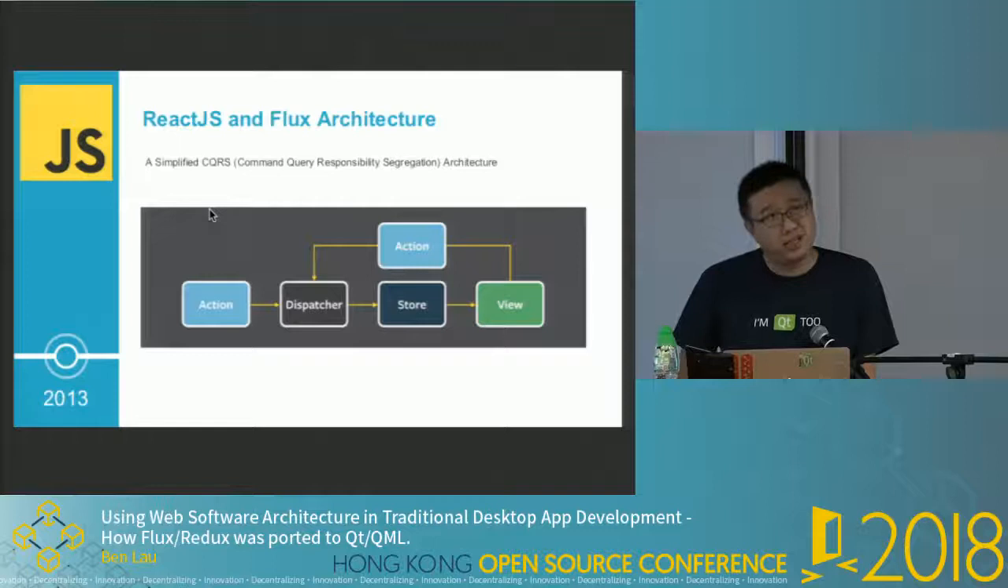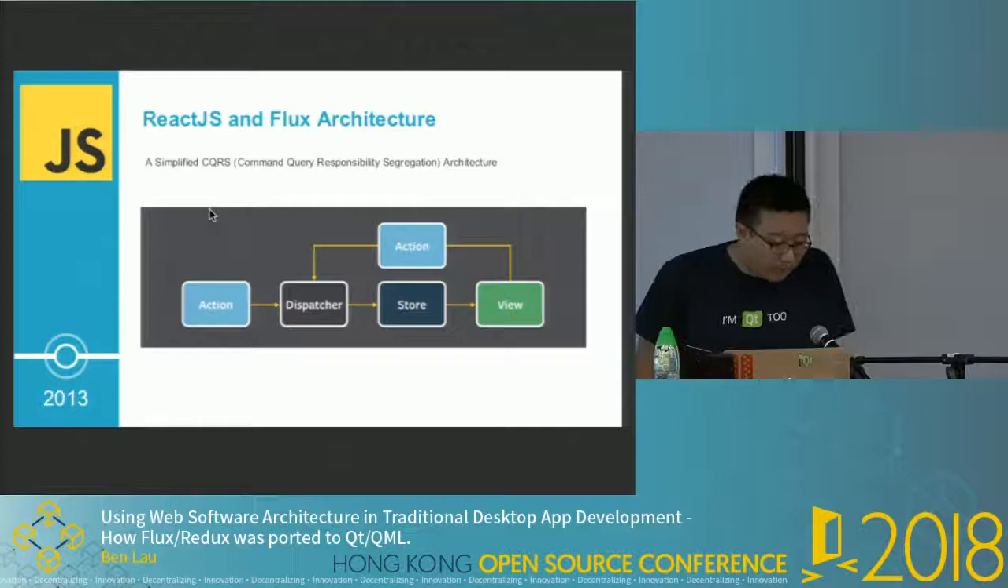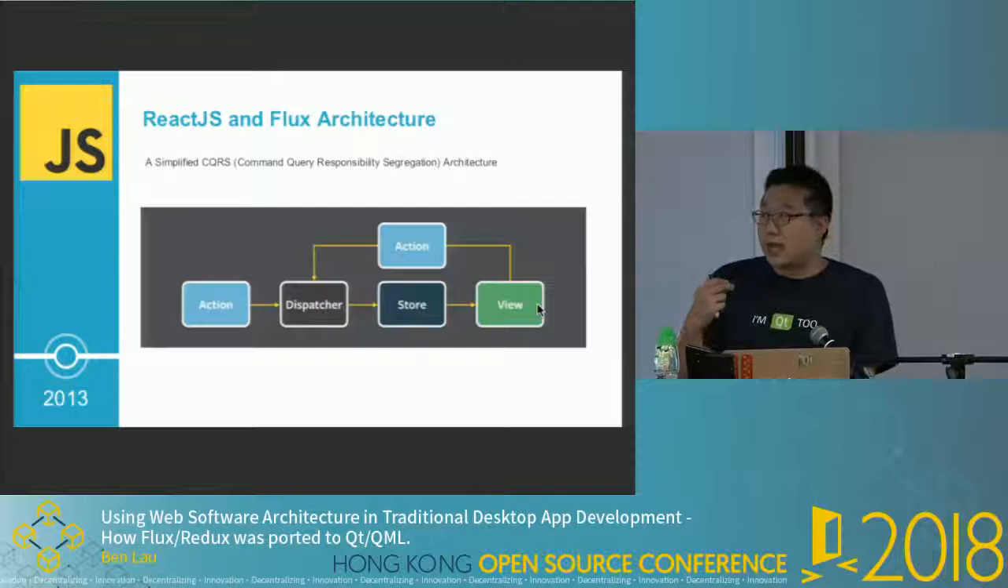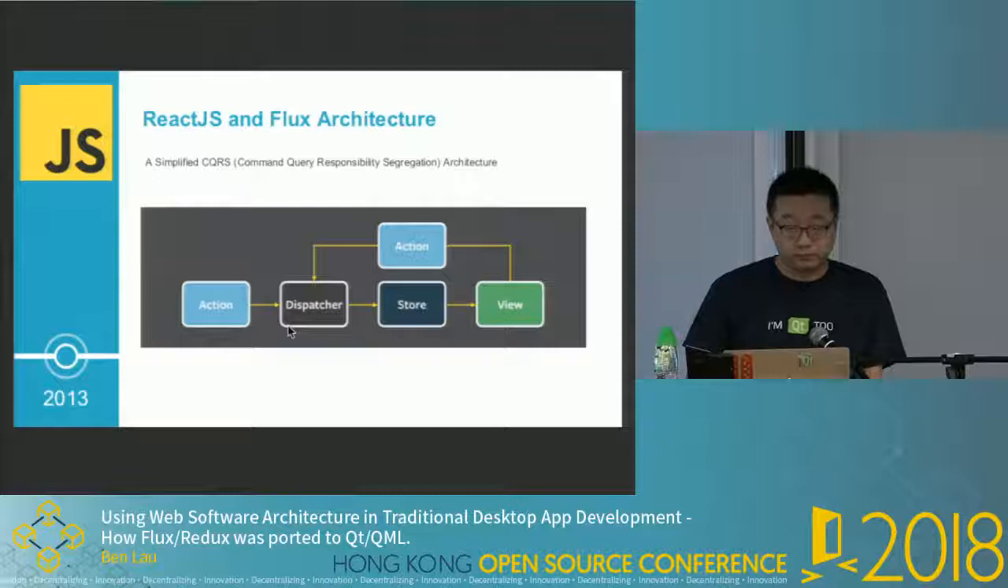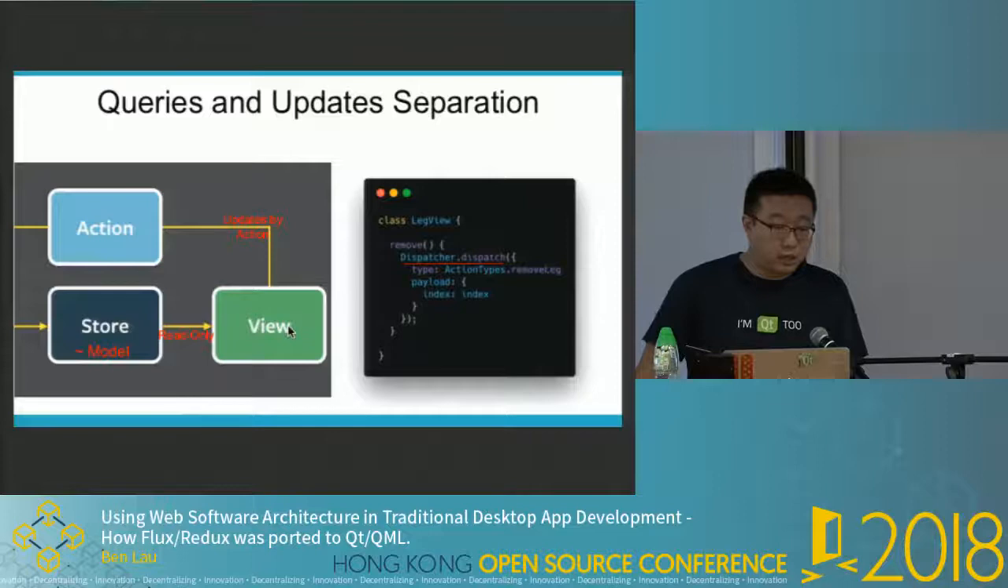In the Flux architecture, it proposes a few components. For example, they have a view component here. It is exactly the same as in MVC. It just renders the data. And they have a store, which is similar to the model. But the controller is replaced by action and dispatcher. The store is similar to the MVC model, but there's some difference here.